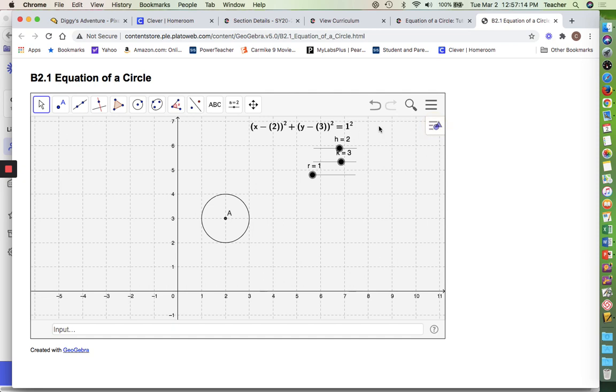Alright, so here is your standard equation of a circle. You got your h and your k. Put those together, and that's the coordinate of the center. The r is your radius.